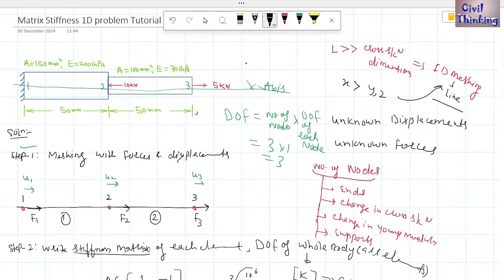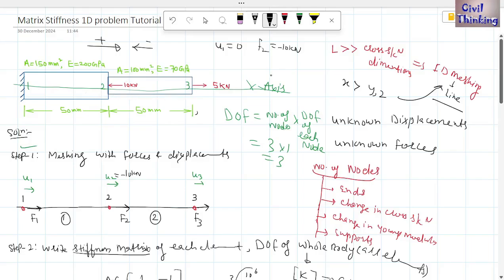Now here we have U1 is 0, because this is a fixed support, right? So U1 is 0. Then we have F2. Let us suppose the forces to the right are positive, which means forces to the left are going to be negative. So the 10 kilonewton is negative, and it is at node 2. So it is F2, but in the left direction, so it is minus 10 kilonewton.